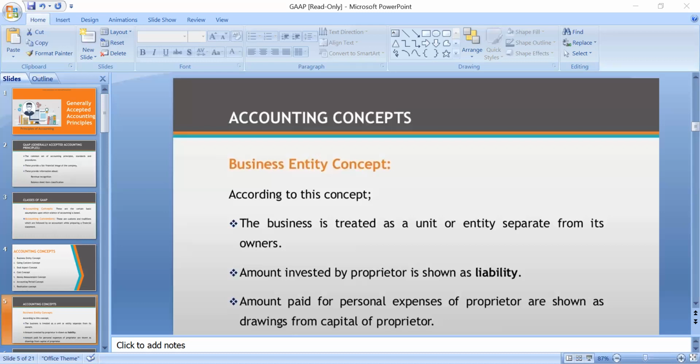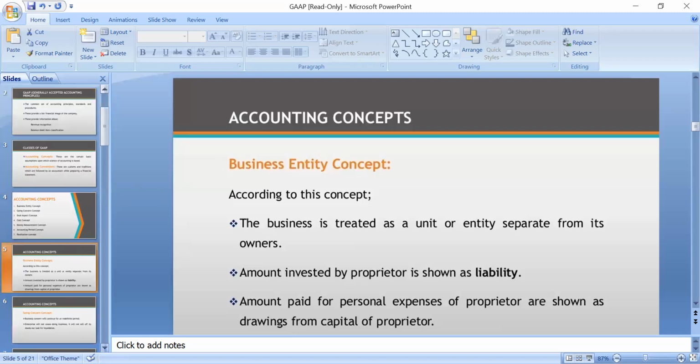So, my dears, must remember that personal transactions of owners are not recorded according to this concept. Even transactions between owner and business need to be recorded. For example, the owner makes an investment in the business, that needs to be recorded. The owner makes drawings out of the business, they can be recorded, but only the personal transactions of the owner cannot be recorded according to this concept. Hope you understand the separate entity concept or business entity concept.